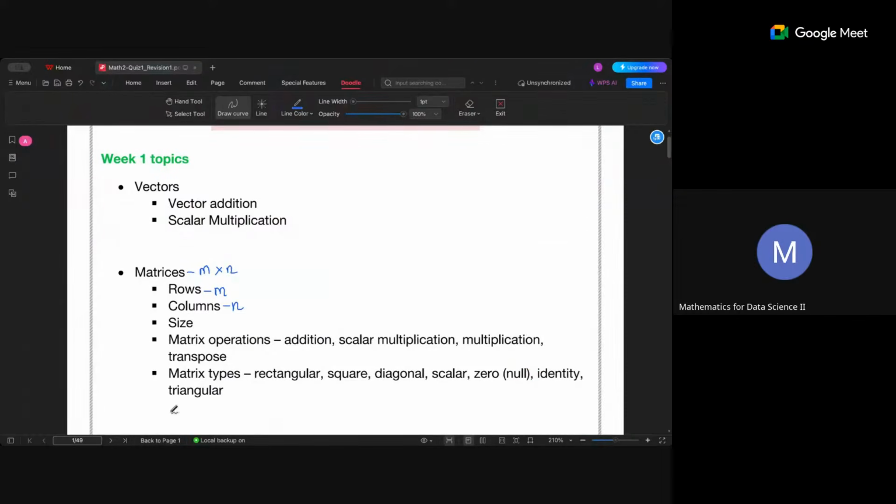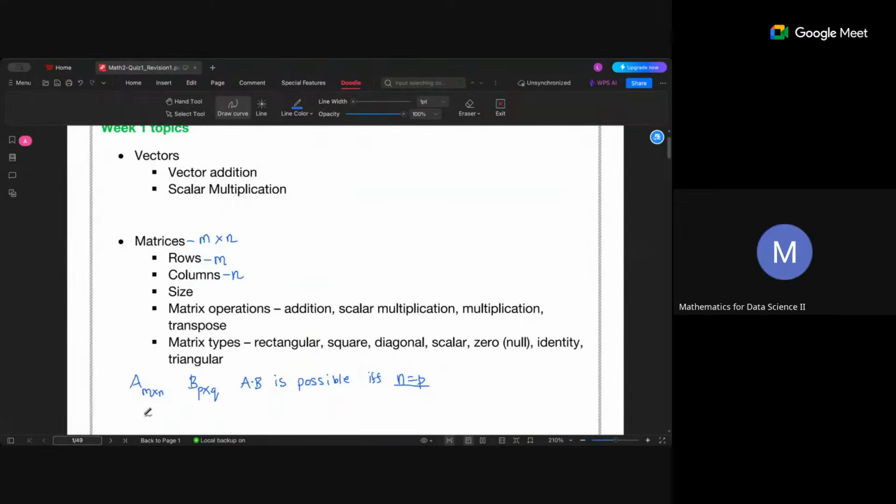But what about multiplication? So suppose you have two matrices A and B, right? And suppose let us say this is an m by n matrix, and let us say this is maybe some p by q matrix. So what is the condition you need on A and B so that A into B is possible? AB is possible if and only if n and p are equal. Okay, good. All right. So this is about multiplication.